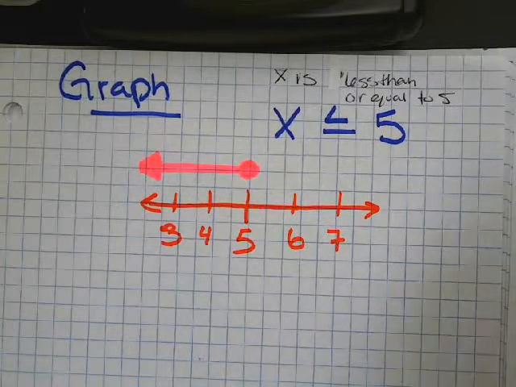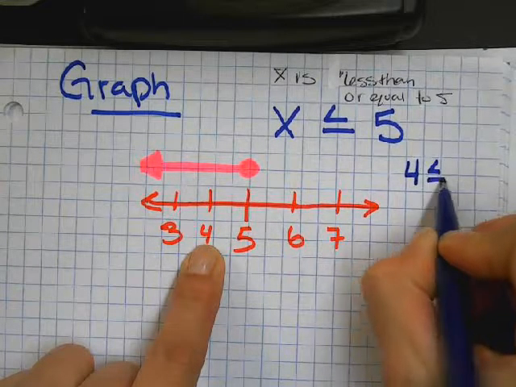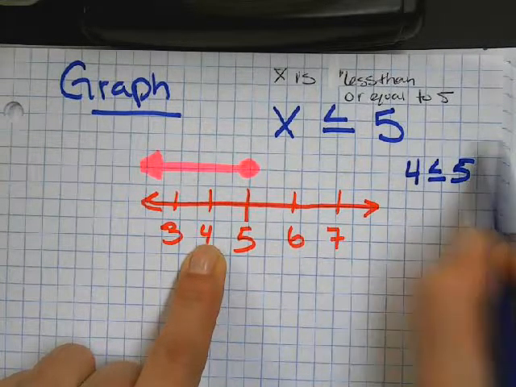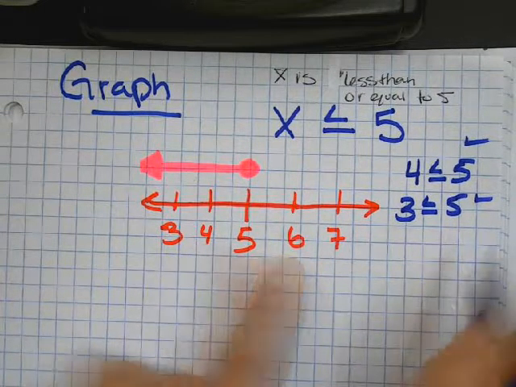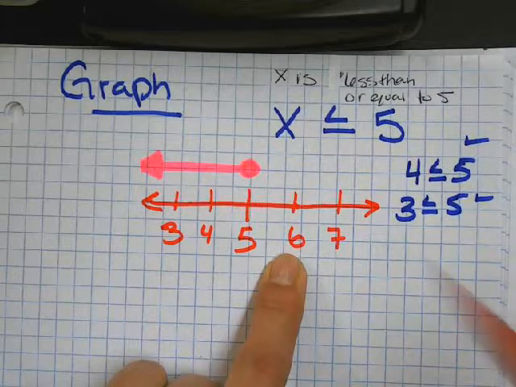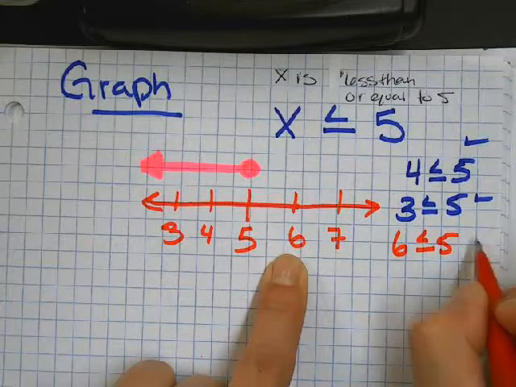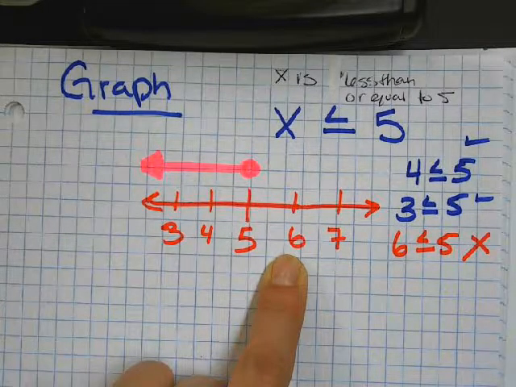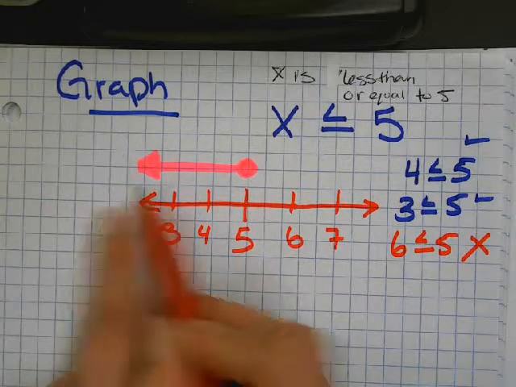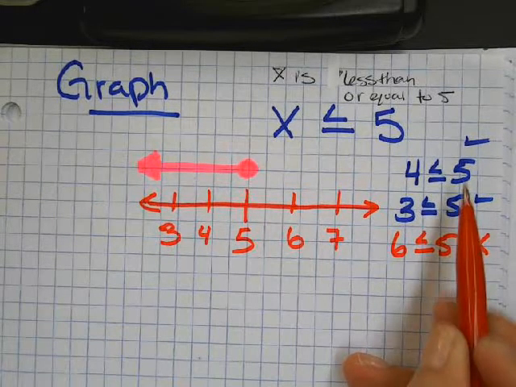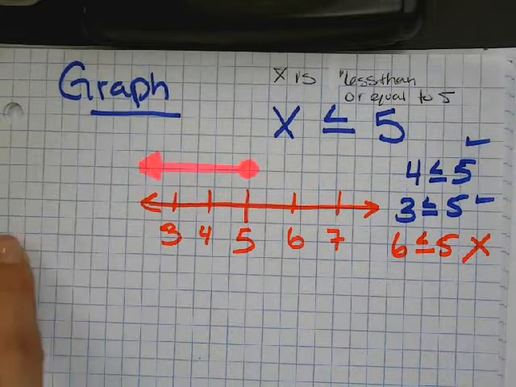Why? Listen, if I plug in 4 to this, is 4 less than or equal to 5? Is 3 less than or equal to 5? Yes. If I were to use this number, is 6 less than or equal to 5? It's greater than, so it doesn't work. Do we see that? That's why we shade this way, because these are the numbers that I can plug in and make true. I can use any numbers that are below.